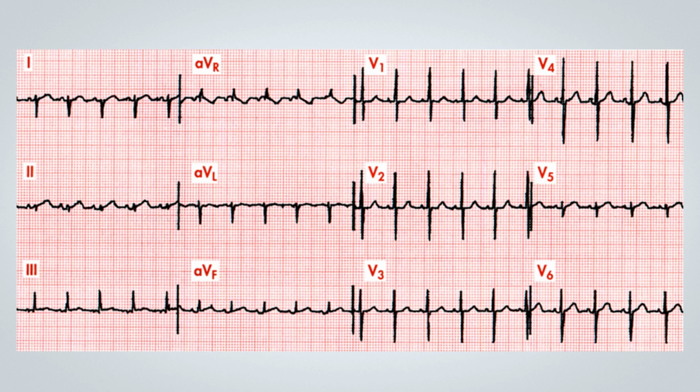Now, looking at the tracing, we can observe a sinus rhythm. The QRS complexes are quite narrow with an extremely short duration. The sinus rhythm is tachycardic. And if we examine the axis, we can see that it is deviated to the right.